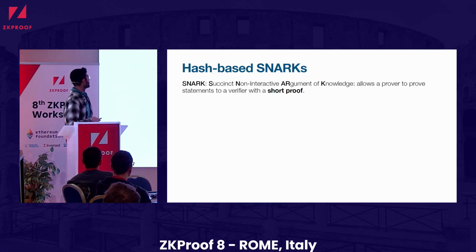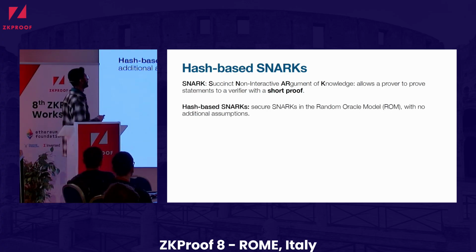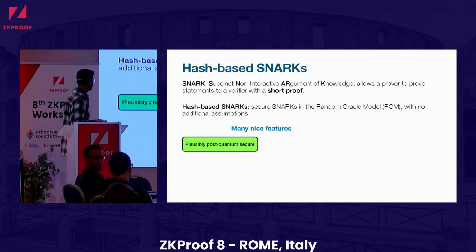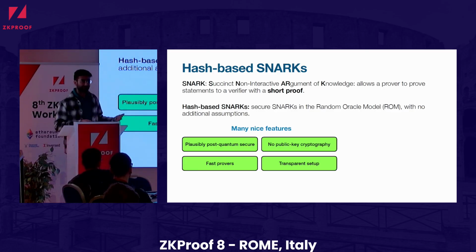Great. So first of all, what are SNARKs? SNARKs are succinct non-interactive arguments of knowledge that allow a prover to prove statements to a verifier with a short proof. I'm not going to dwell too much on that. I'm sure all of you are familiar with them. And hash-based SNARKs are secure SNARKs in the random oracle model, which require no additional assumptions. They enjoy many nice features, such that they're plausibly post-quantum secure, they have no public key cryptography, they have fast provers, and they have transparent setups.